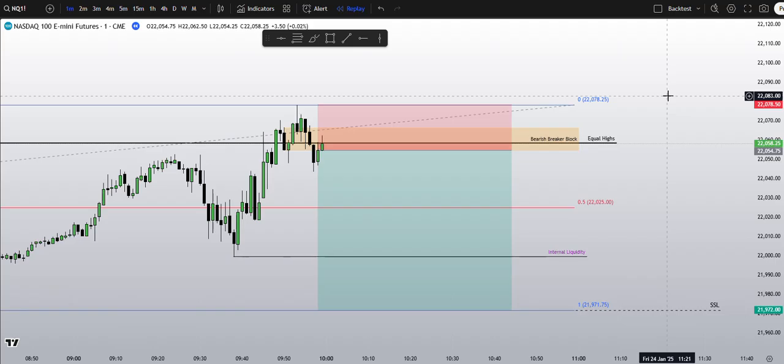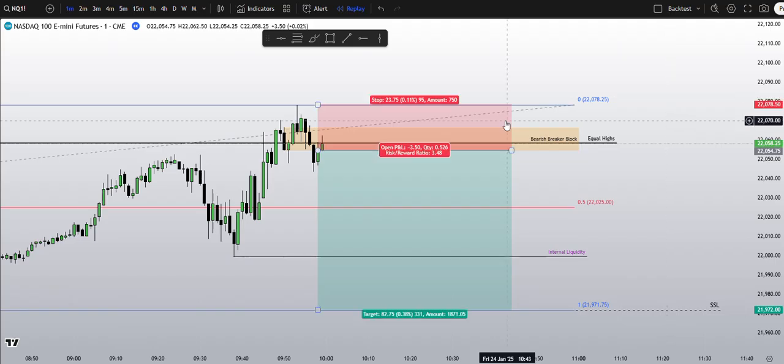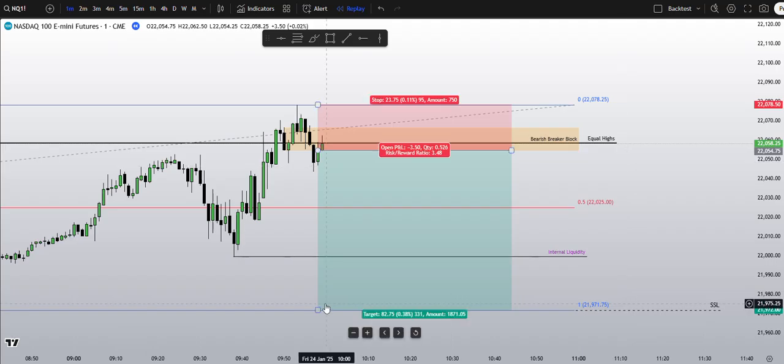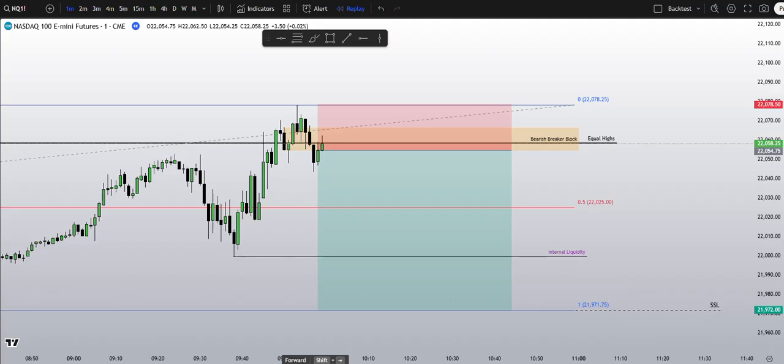When the setup forms in that time window, you typically see the cleanest delivery. Now, if it's outside of that time window, you'll still see some clean deliveries, of course, but based on my past trades, that is when I see the cleanest delivery. So we enter at 9:58 a.m. and I'm going to slow down the speed.